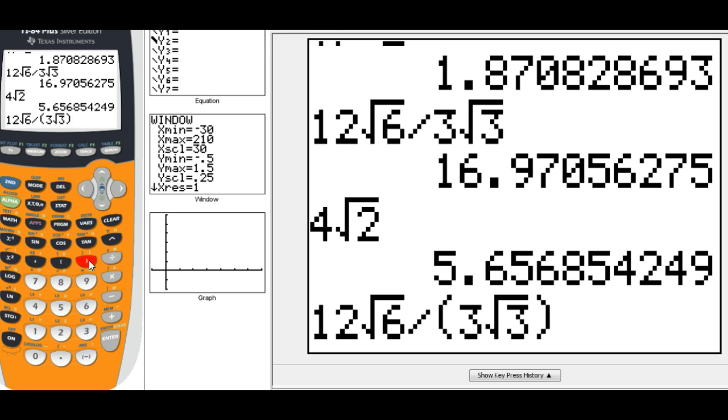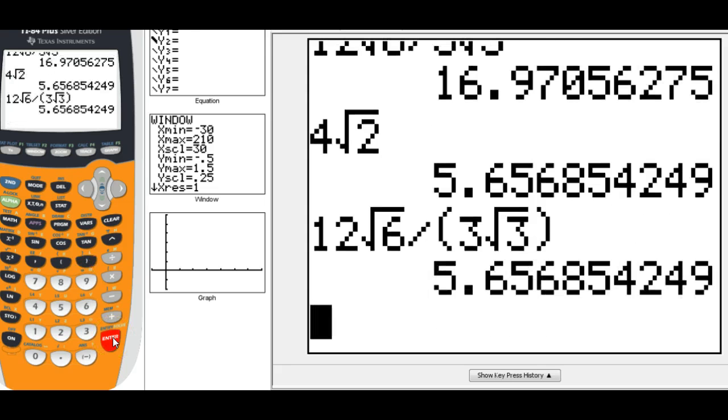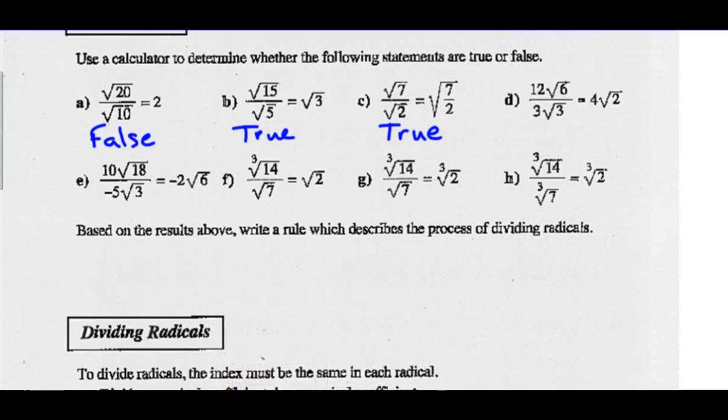So now that should be the same as 4 root 2. And it is. So 4 root 2 and 12 root 6 divided by the whole thing, 3 radical 3, are the same. So that is a true statement. Make sure you use your calculators properly when you do that. All right. So I've done the first 4 with you. I'd like you to try E, F, G, and H on your own. Pause the video, see what you come up with, and then write a rule which describes the process of dividing these radicals. There you go.